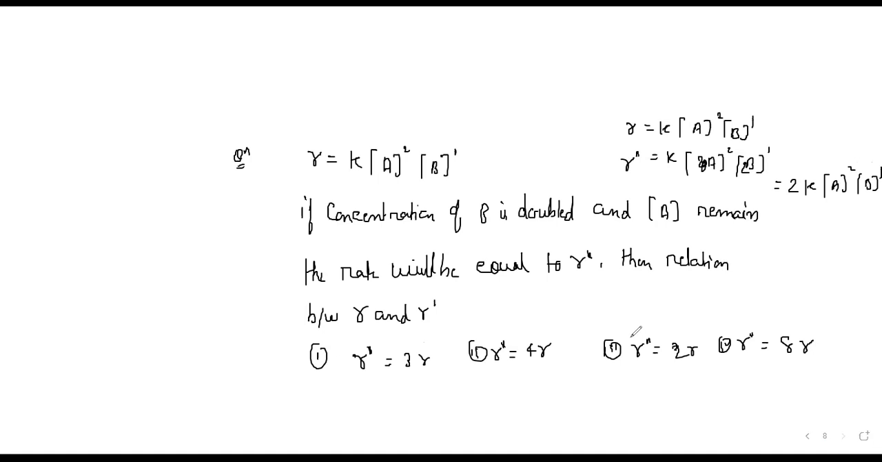Ritu Raj, I am explaining. Answer third will be correct. R is equal to K into A squared B to power 1. If the concentration of B is doubled, there will be no change in the concentration of A, only the concentration of B will change. If B is doubled, this will be written as 2B to power 1. Means we can write this value as 2K A squared into B to power 1. So if you solve this, you will find that R dash value will be equal to 2 into R. Hope you understood this concept.